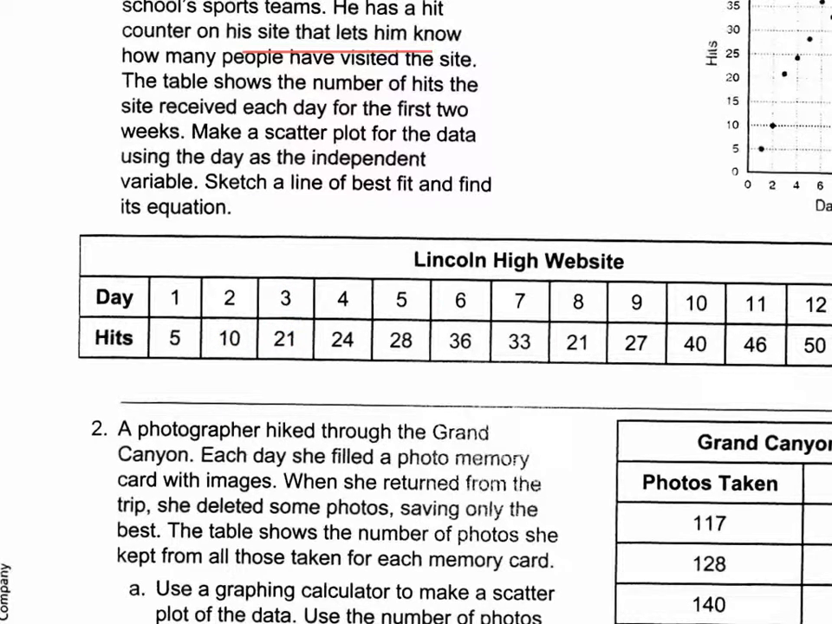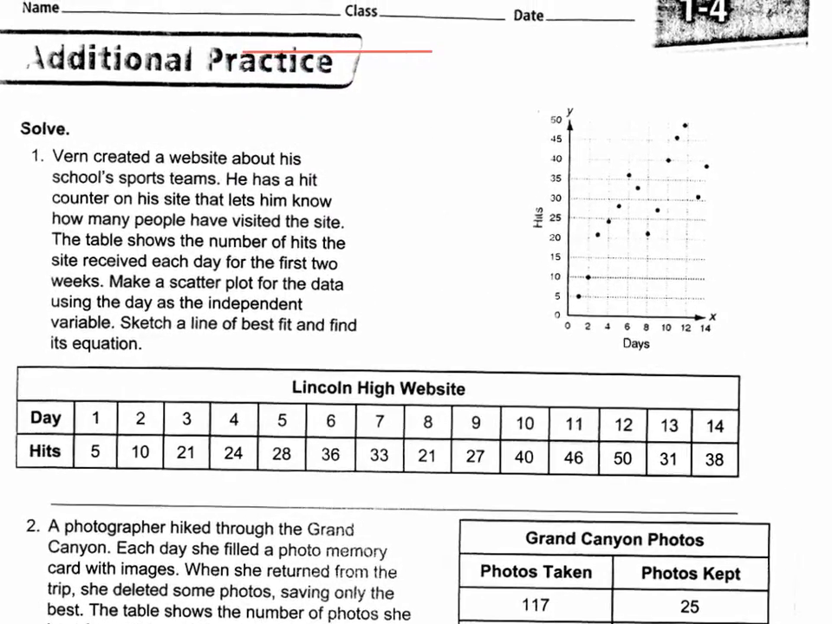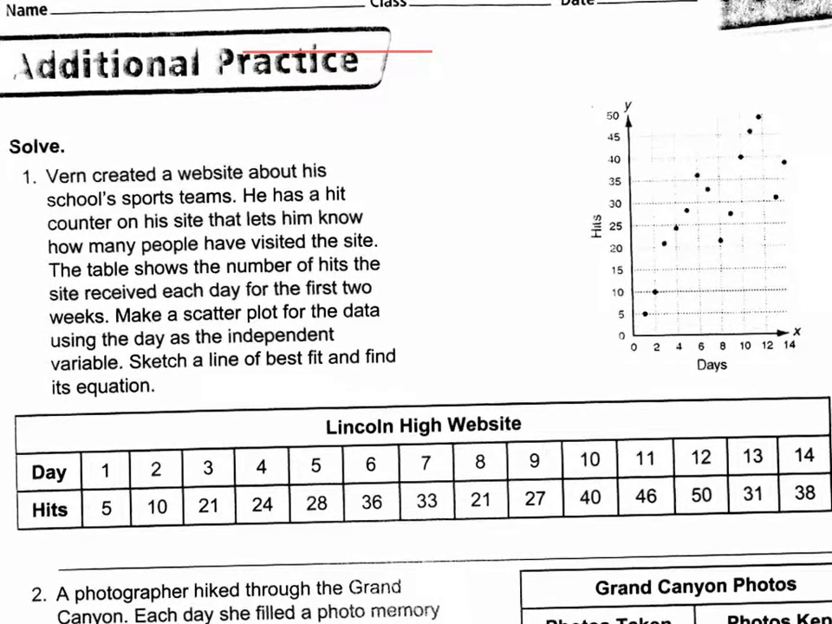There's a lot of information, and that information is actually graphed right here. For example, it says that the first day got 5 hits. If you go to the first day, which is between 0 and 2, it's 5 hits, right? If you go to the second day, he got 10 hits, and that's what it says down here. So we have that data up on the graph. It's a scatter plot, and what we want to do is draw a line that best fits.